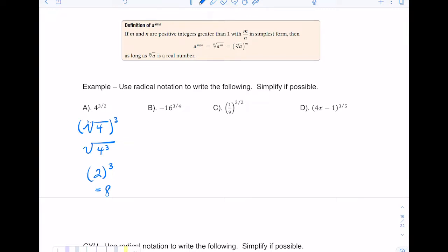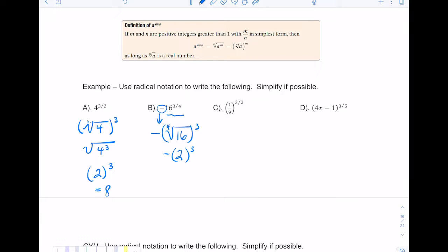For letter B, I have this negative here, and then I'm going to rewrite the 16 to the 3/4 as 16 for my radicand, the 4 is your index, and then we're cubing it. So I know that the 4th root of 16 is 2, because 2 to the 4th is 16. So basically I have this.